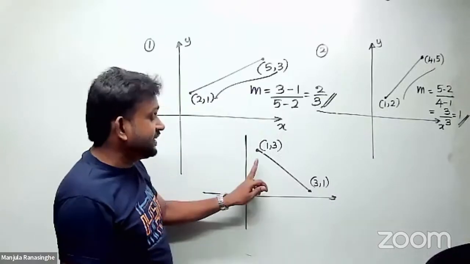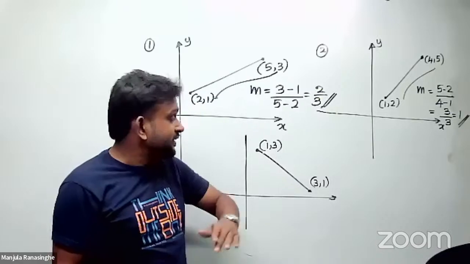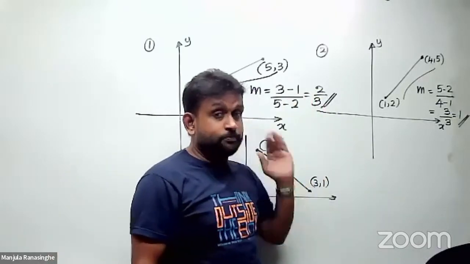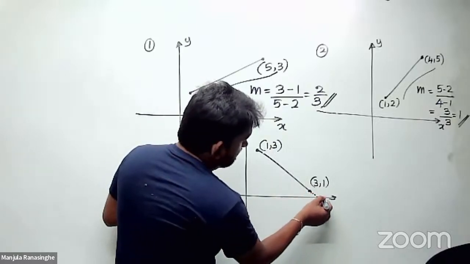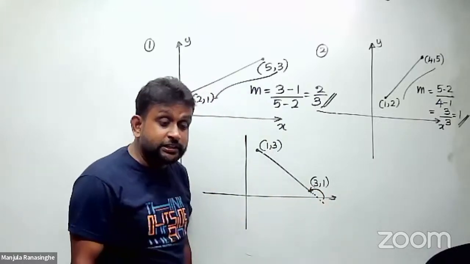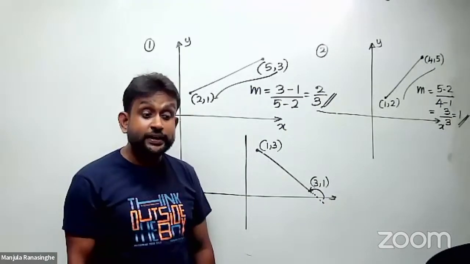Okay. Right, here before you find the gradient, you feel that this is like this shape. When you connect to the x-axis, you can see that it is an obtuse angle with the x-axis. So that means the gradient must be negative.